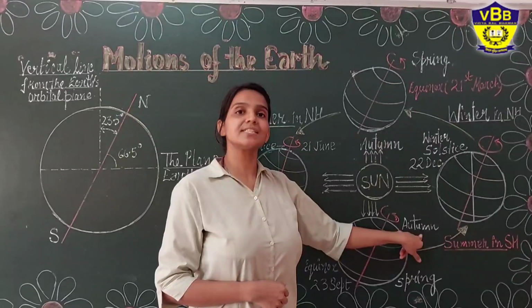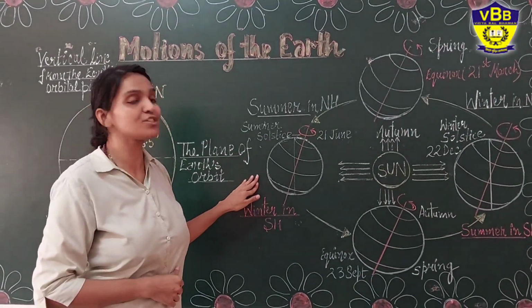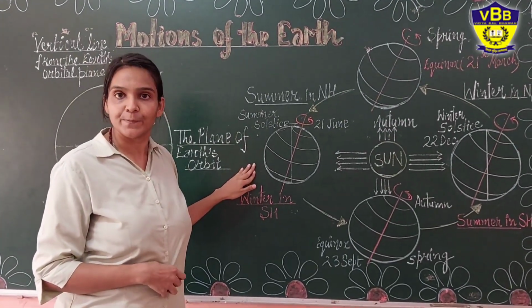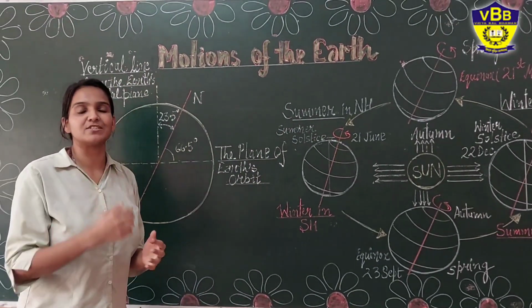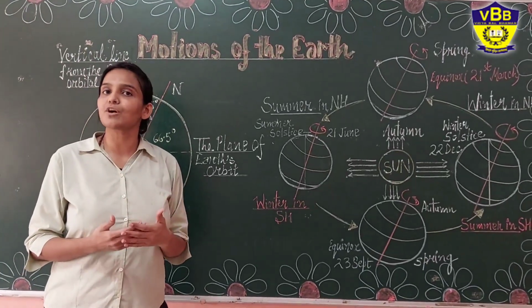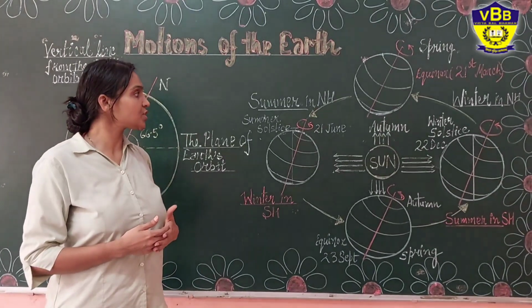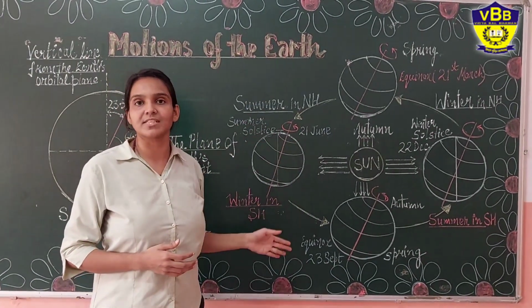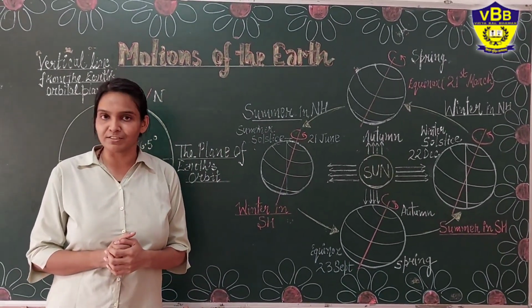So, this is how seasons are formed. They are basically the results of the position of the earth during the time period of the year. So, we have understood today about two movements of the earth. First is rotation, second is revolution. Rotation causes day and night, revolution causes seasons, which are summer solstice, winter solstice, and two equinoxes, spring and autumn equinoxes. I hope the chapter is clear to you.